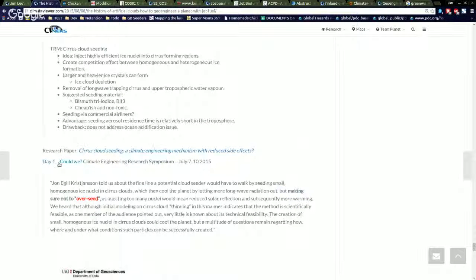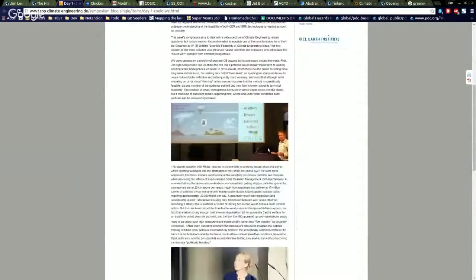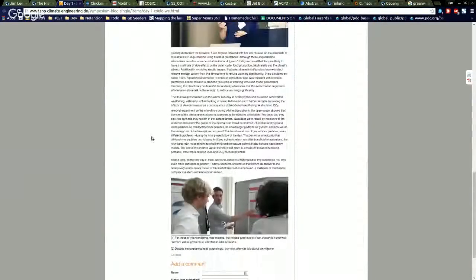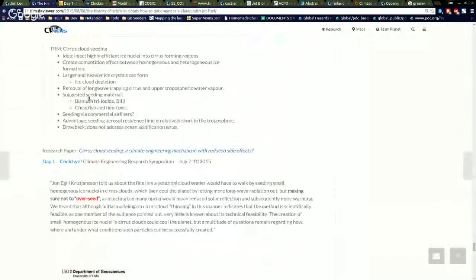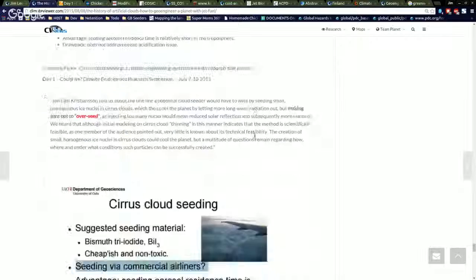It's even in their little day one, could we screw with the planet? And if we did, at sbpclimateengineering.de, says a German website, if they did, what would they do? How bad would it be and all that? Well, this is the new one. It's called thermal radiation management, not solar radiation management, TRM, thermal radiation management, to get rid of the clouds. So there's your other option.